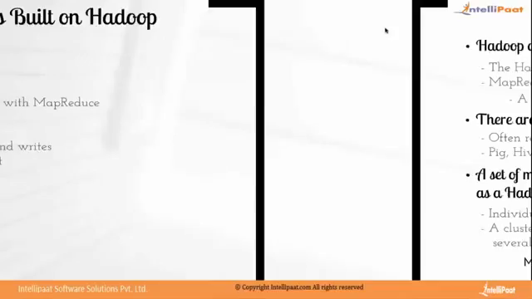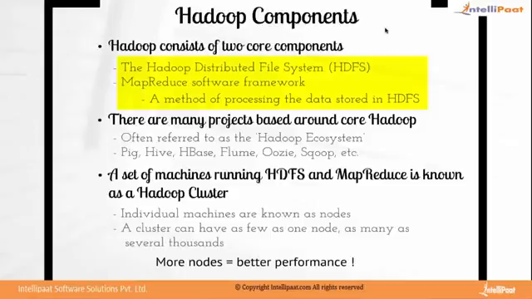Now, Hadoop consists of 2 core components, HDFS and MapReduce. And then you have a lot of ecosystem projects on it. A set of machines running HDFS and MapReduce is known as a Hadoop cluster, and individual machines are known as nodes.